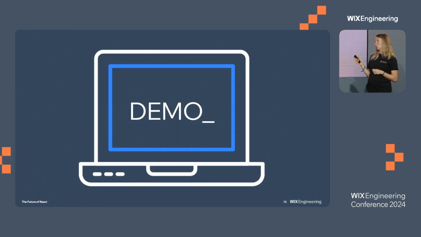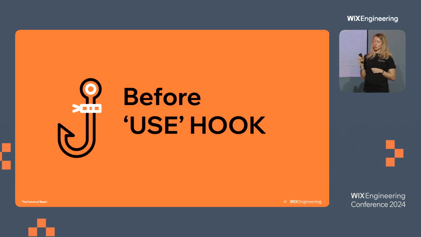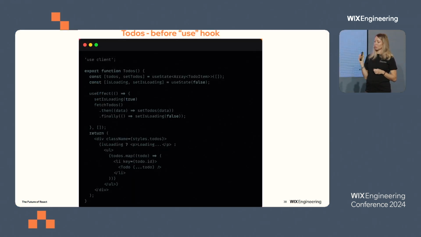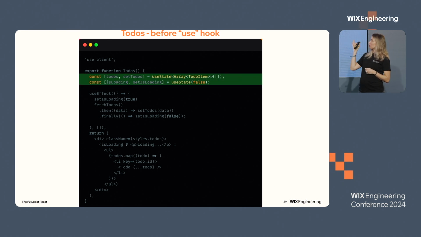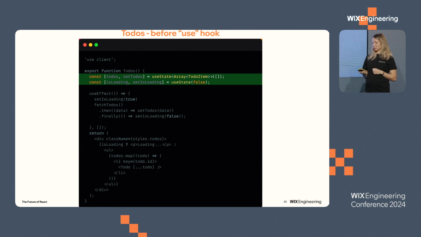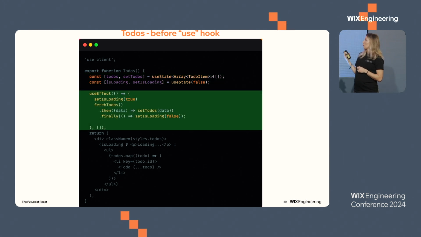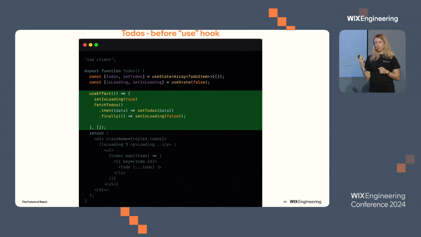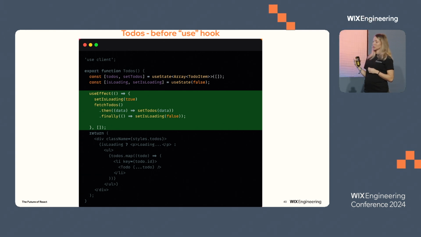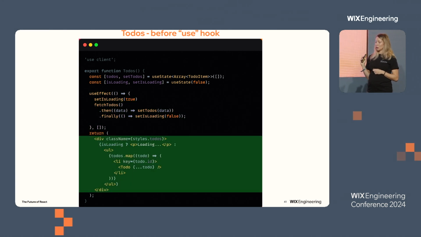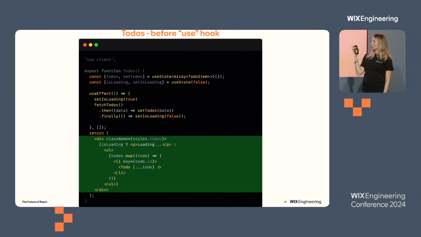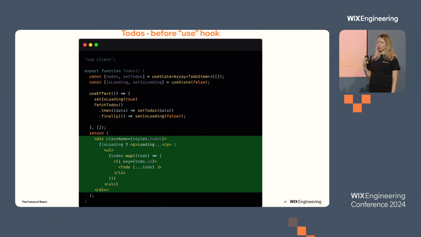Now we'll see some code. First, a simple example of a to-dos list without the use hook. This is the to-dos list component. We have two states, one for the to-dos items and one for the loading state. When the component is mounted, we turn on the loading state. Then we fetch the to-dos items and store them in the to-dos state, and finally turn off the loading state. Here we can see the HTML structure. We generate different HTML for the loading state, and otherwise we generate a to-do component for each item in the list.